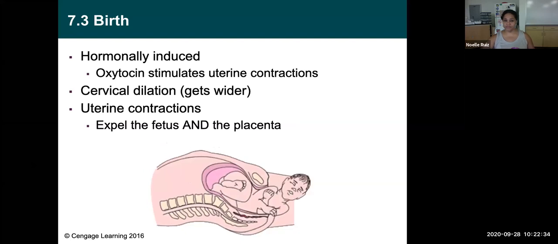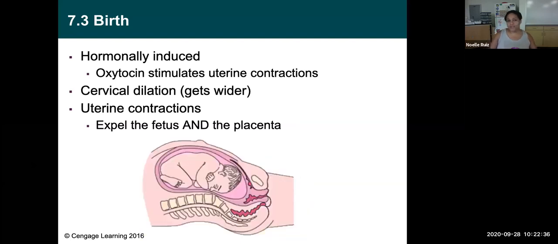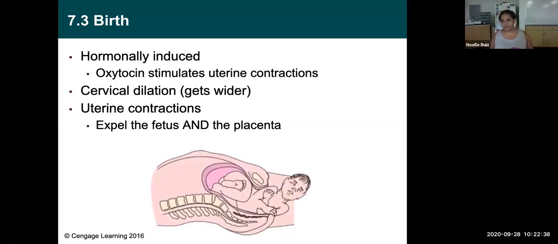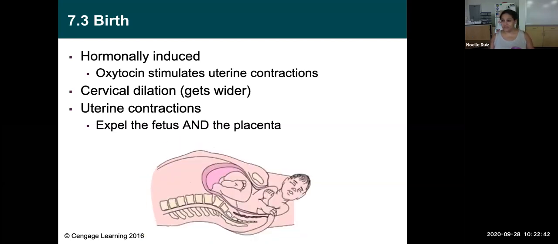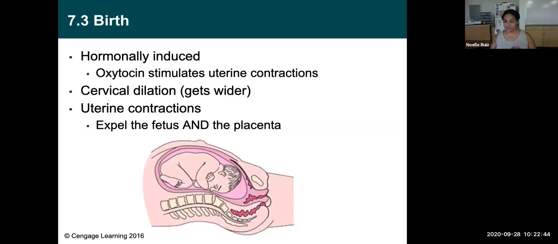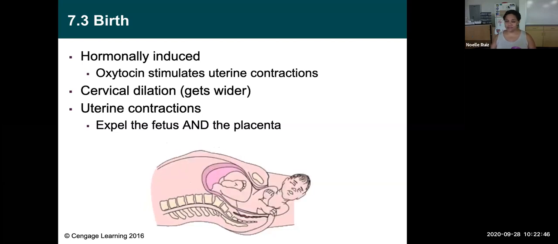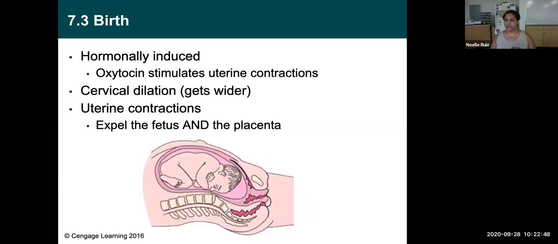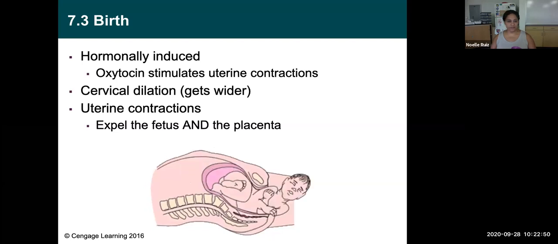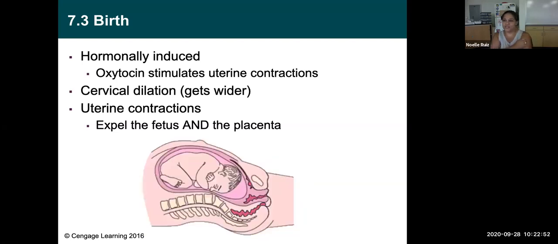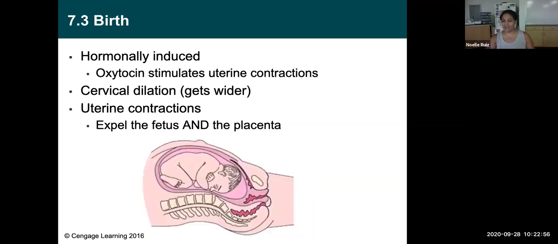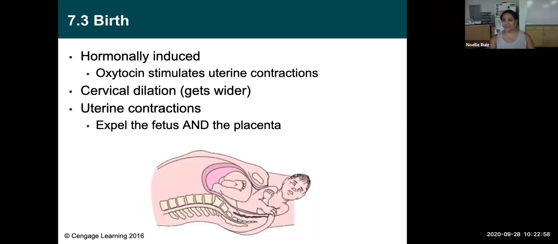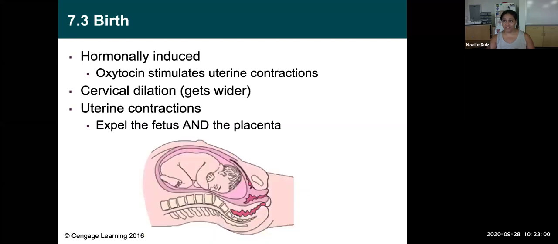And then birth. Birth is hormonally induced. When the baby is ready to be born, the mother gets a flood of oxytocin, which is a hormone in your blood. Everybody has oxytocin. We just have extra when you're about to have a baby. It stimulates uterine contraction. So as I said, the baby is in the uterus. It is not in the stomach. At no time is the baby ever in the mother's stomach. It is always in the uterus.